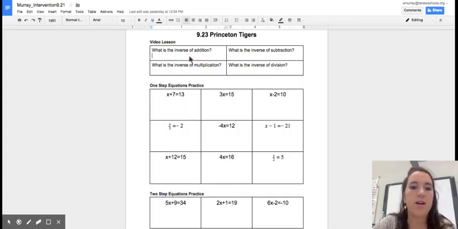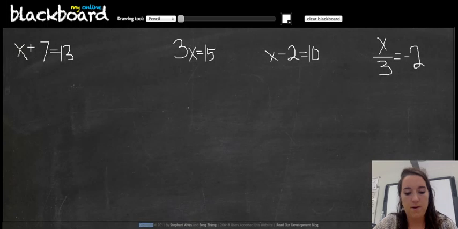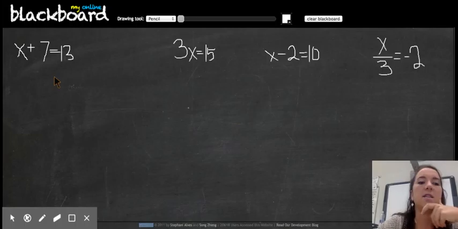First question says, what is the inverse of addition? The inverse of addition is subtraction. Next, what is the inverse of subtraction? The inverse of subtraction is addition. What is the inverse of multiplication? Division. And then what is the inverse of division? Multiplication. Now looking at our first few problems, x plus 7 equals 13.